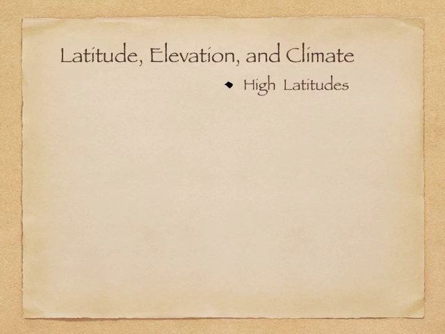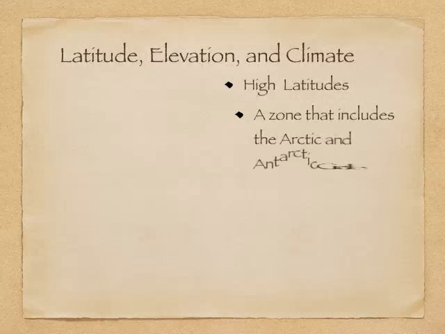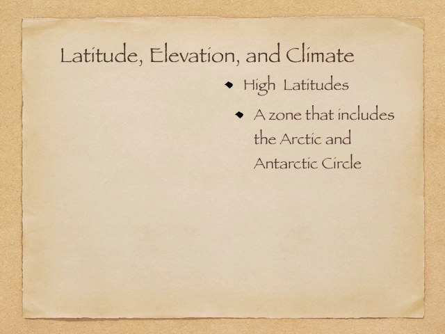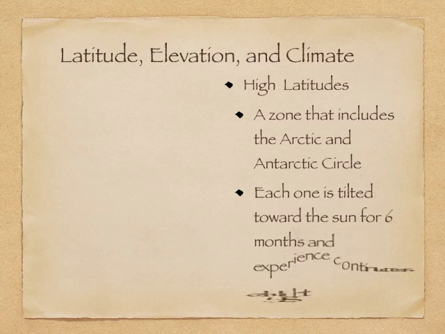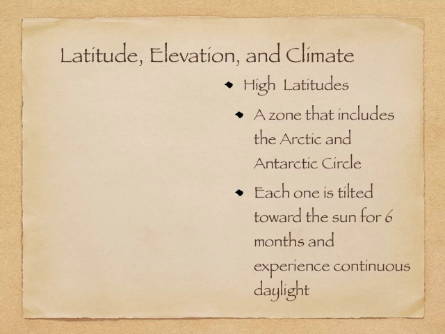Then we have the high latitudes, a zone that includes the Arctic and Antarctic Circle. Each one is tilted towards the sun for 6 months and experiences continuous daylight. When it's not pointed towards the sun, it gets 6 months of continuous lack of daylight, so night.